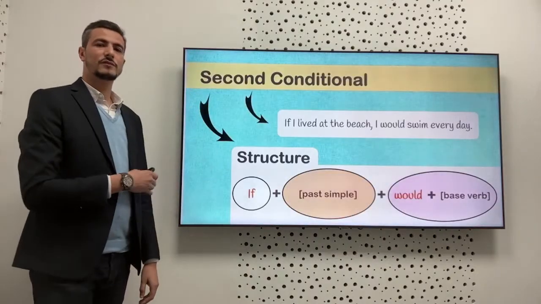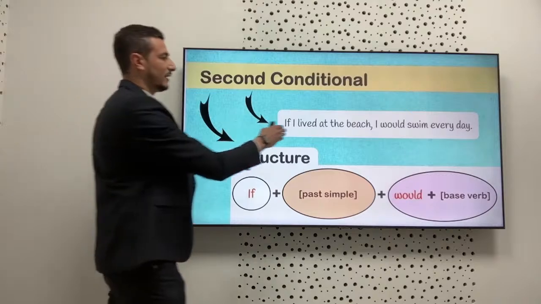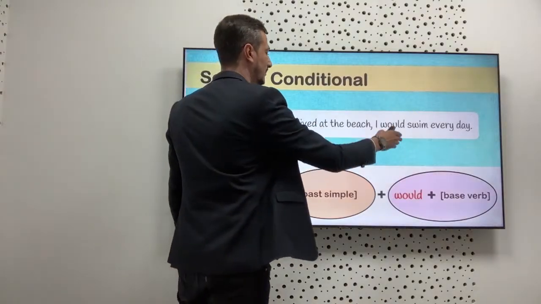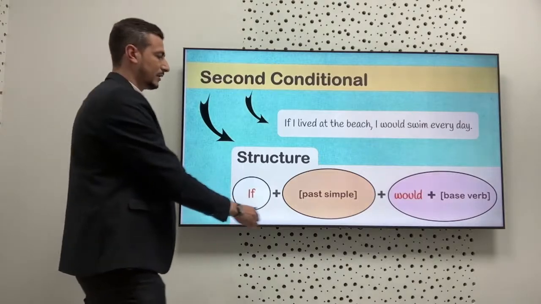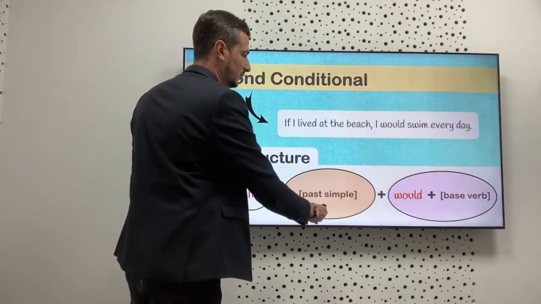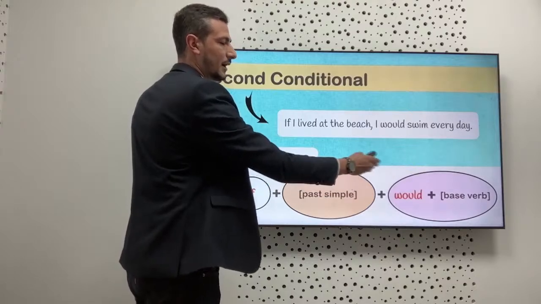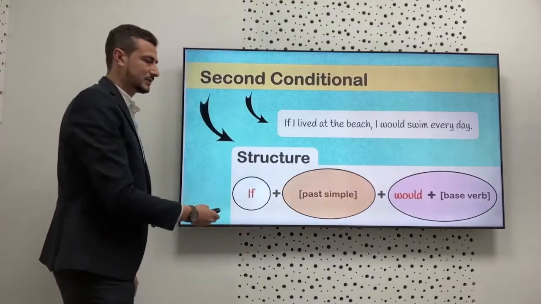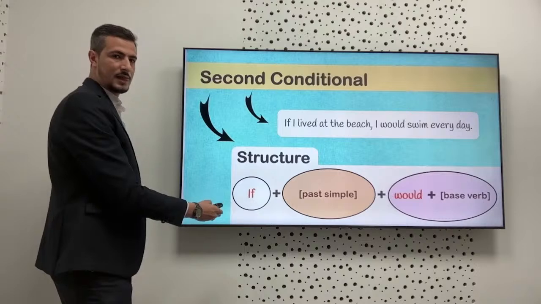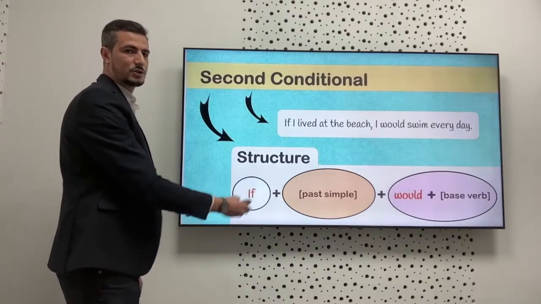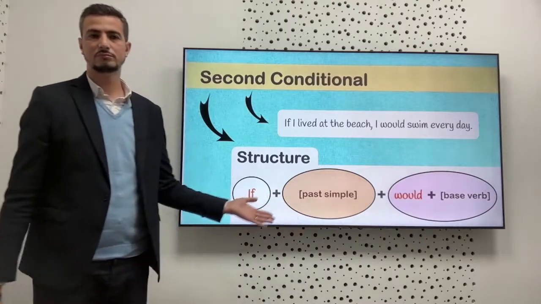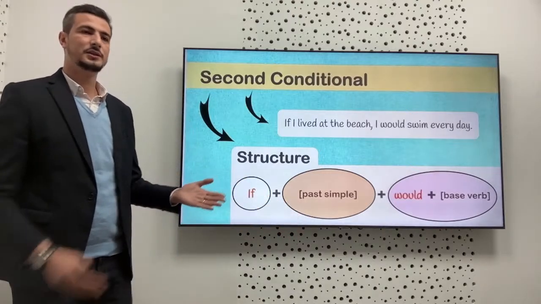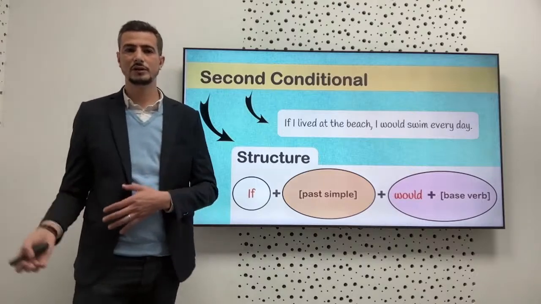About the structure of the second conditional, if I lived at the beach, I would swim every day. We start with if plus past simple plus would and the base verb. I repeat. So it's if plus past simple plus would plus base verb. Past simple, you know, go, went. It depends if it is a regular verb or an irregular verb.